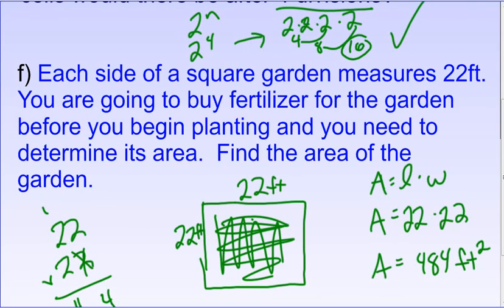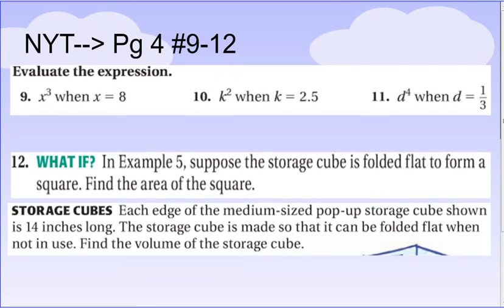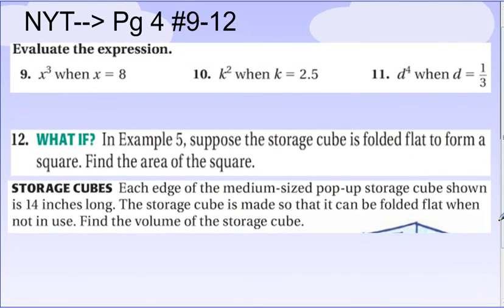The last couple problems you're going to see are coming from the textbook. They come from page 4 and are problems 9 through 12. Up here I have the problems listed, and this is example 12. It says, in example 5, suppose a storage cube was folded flat. This is the problem from example 5. Use this information to help you out when you're doing number 12. So go ahead, pause the video, do these 4 problems on your own. When you're ready to continue, hit play, and we'll go through it together.